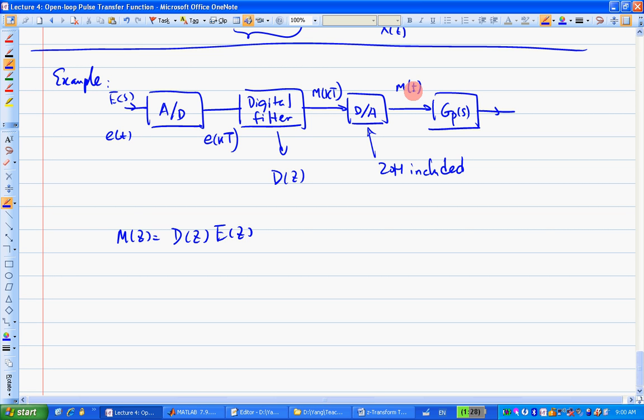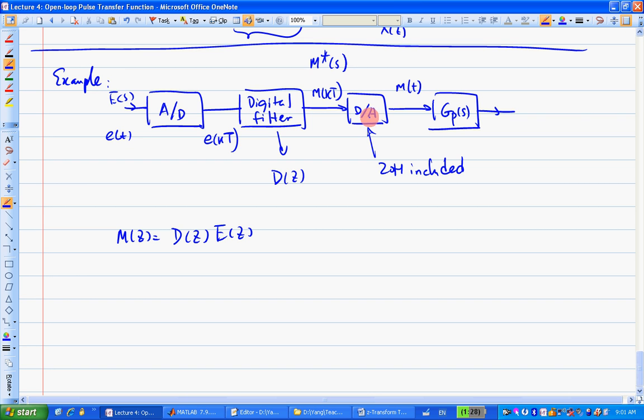And this m of t here, right? This m of t and the corresponding m star of s here. No, sorry, what I'm talking about here. Yeah. So the m of kt here corresponds to m star of s here, right? M star of s. Okay.